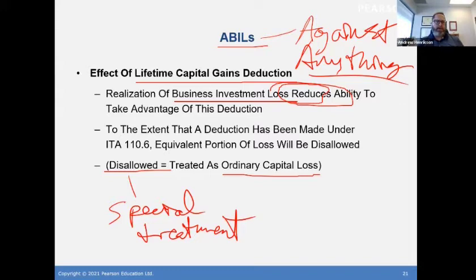Your previous tax preparer, if they understood how this works, would have known that as a part of their due diligence, they needed to check and see what capital gains exemptions had been claimed, because that was going to affect this. So to the extent that a deduction has been made under the capital gains exemption, 110.6, the equivalent portion of the loss will be disallowed. So you can claim it, but a portion is going to get disallowed, meaning put into your capital loss carry forward.